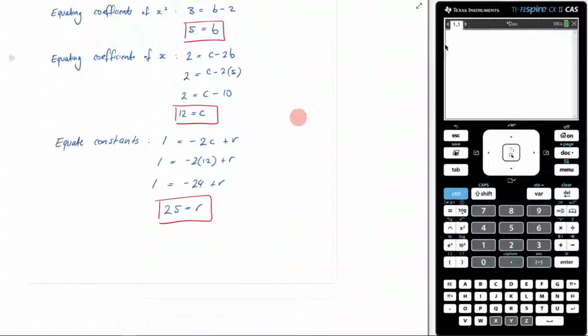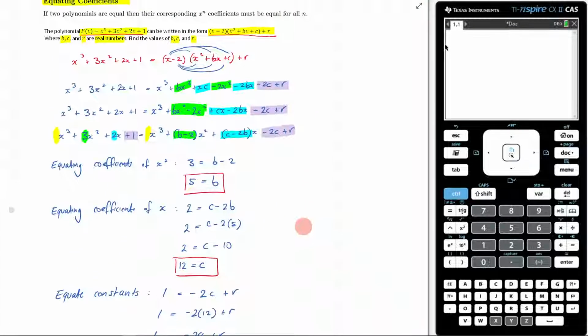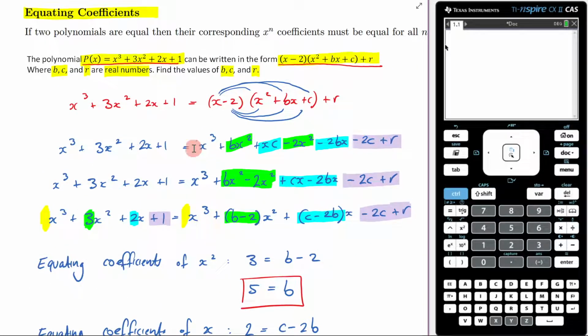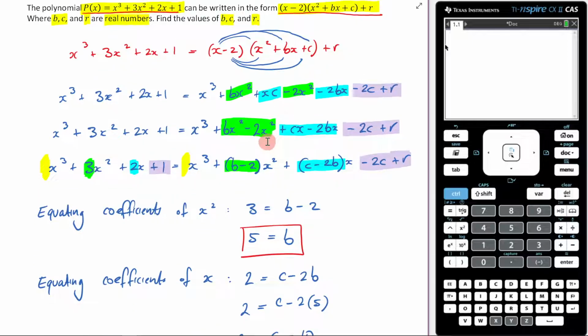All right, let's pause for a moment and reflect on what we've done here. We were told at the very beginning that we had two polynomials just written in different forms. One was expanded, one was factorized. So what we did is we expanded the factorized version. We gathered the like terms. We then made it so that we had coefficients of the x cubed, the x squared, the x, and then we had the constant by itself.